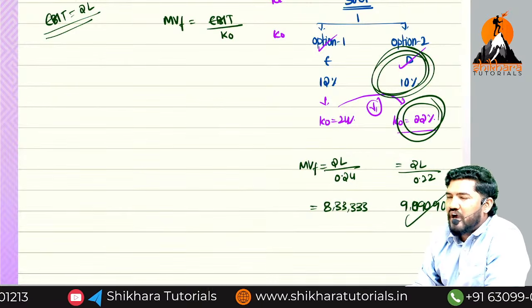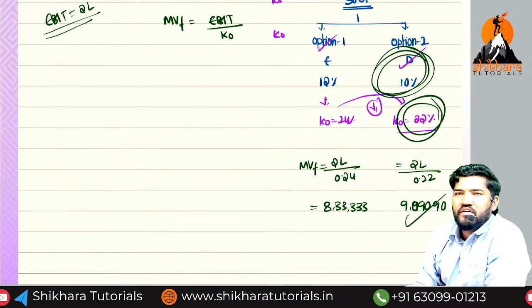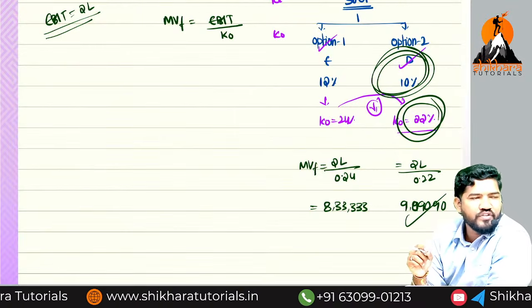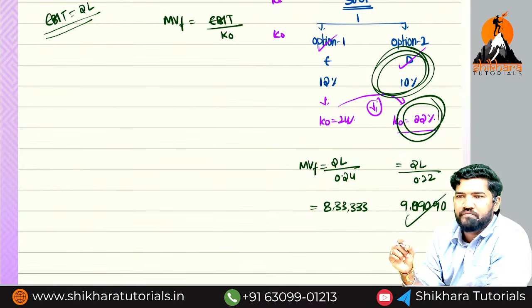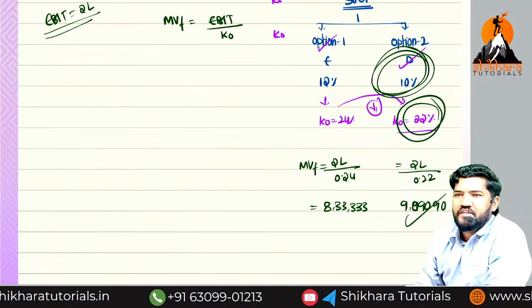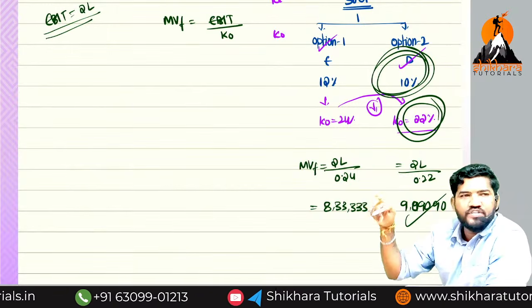Are you okay? Are you clear, sir? What is the thing you need to learn? Debt is a cheaper fund. If debt rises, your KO decreases. If your KO decreases, market value of firm increases. Clear, na? What does that concept say? If capital structure changes, market value of firm also changes.